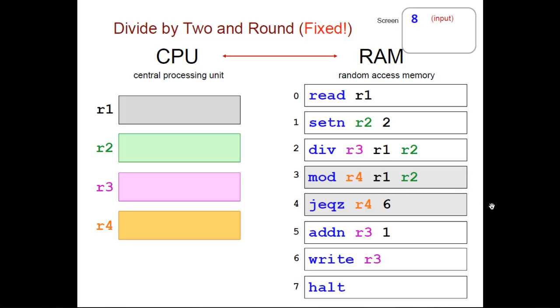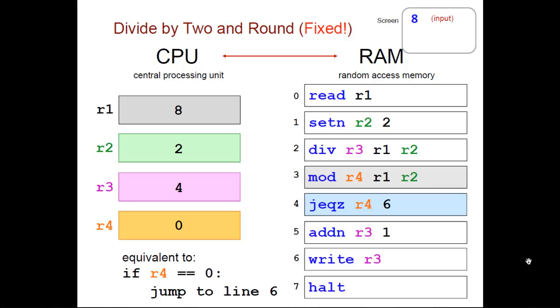Let's trace through it on an input of 8. So the 8 gets read into R1 as before. We again store 2 in R2. We divide R1 by R2 and store it in R3. But this time we're also using the mod instruction, and it's going to do R1 mod R2, which gives us 0, and that is stored in register R4. And then we have this JEQZ, which is short for jump if equal to 0. And it says that if the contents of whatever register is here, so in this case R4, are equal to 0, then jump to the line number given as the second argument, which in this case is 6.